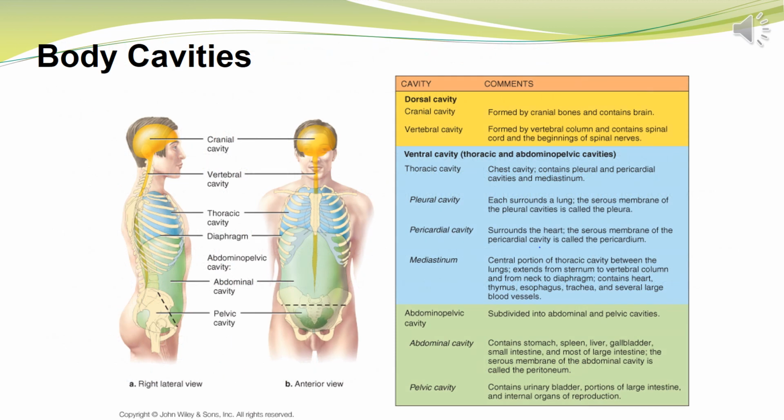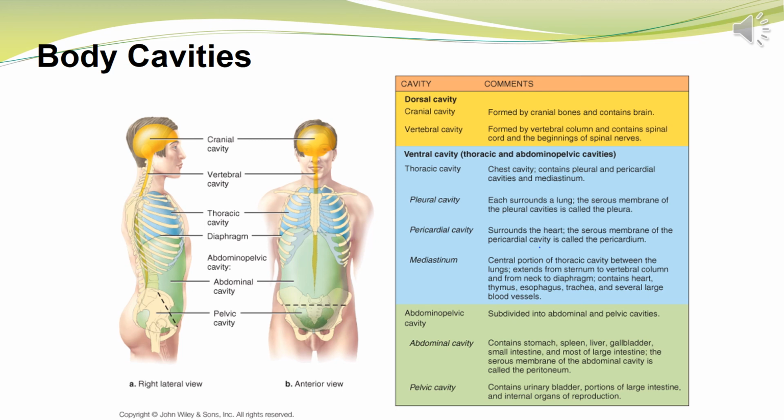Here's a diagram from your book which depicts the body cavities, and I would recommend using this as a study aid. So it has the dorsal cavity in yellow with the cranial cavity at the top, which contains the brain, and the vertebral cavity, which contains the spinal cord.